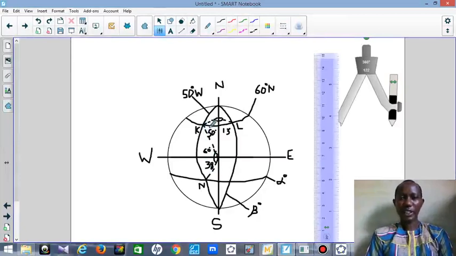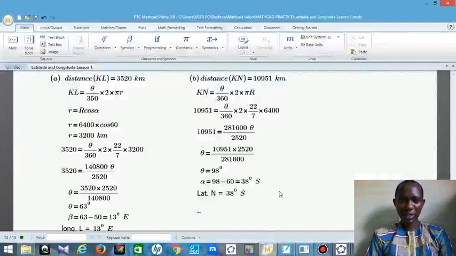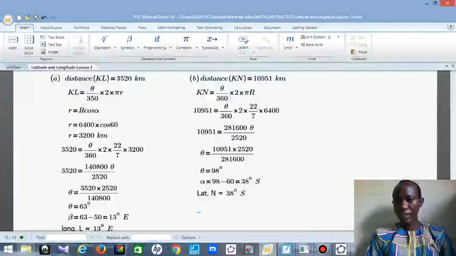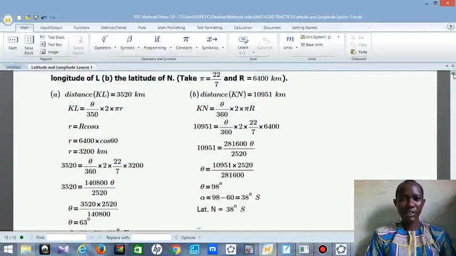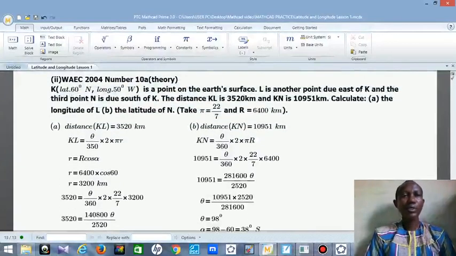Then the angle between K and L. If you look at my explanation, look at the sketch very well and follow the study, you see that this question is truly not difficult. But you just need to know this topic very well from scratch and follow all I did. So these are the two answers they asked us to calculate: longitude of L, 13 degrees east; latitude of N, 38 degrees south. So that is WAEC 2004 number 10A theory question.